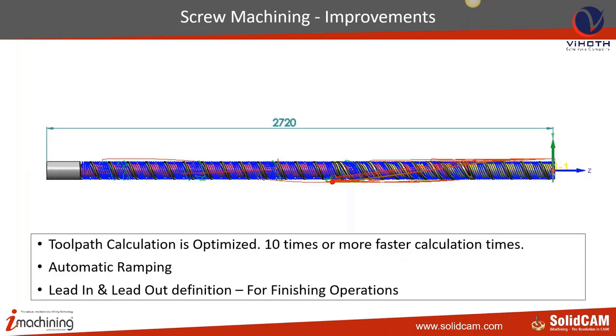Screw machining. This was a major announcement that was done in 2020, and basically to do with the calculation times. Depending on the geometry, we are at least 10 times faster when you compare it with 2019 in calculation. In some cases, it is 20 to 30 times faster in calculation. So you no longer have to wait for the results. It's almost instant. You get the results quickly. Lead in and lead out definition is also available for finishing operations.